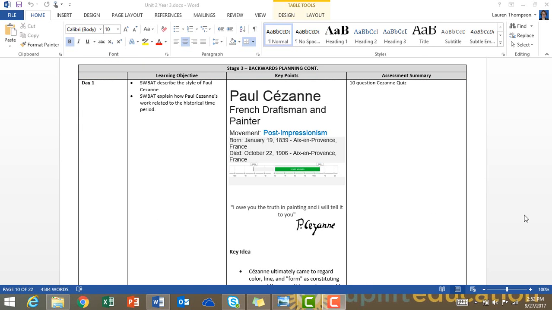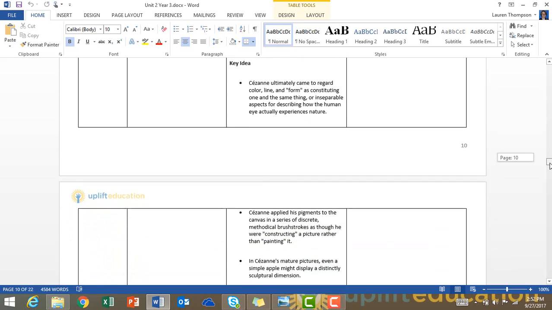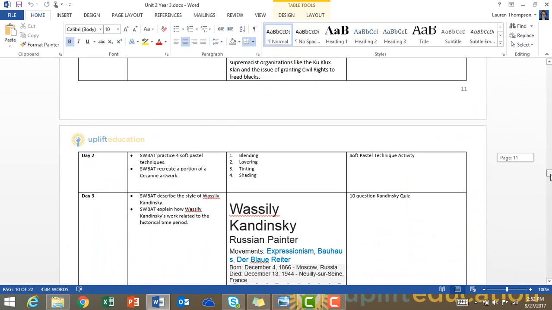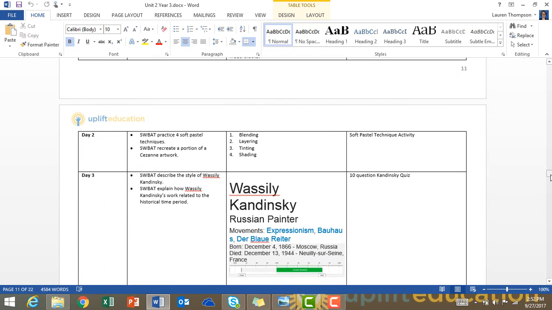For the 5 artists that I picked for them to copy, they also are going to learn some things about their life and how they related to their time period. So they'll spend a day looking at information about the artist, and they will take a quiz on that information. Then they're going to spend a day practicing the media that relates closely to that artist. For Paul Cézanne, they're going to practice soft pastels, and they'll complete an activity where they recreate a portion of Cézanne's artwork.